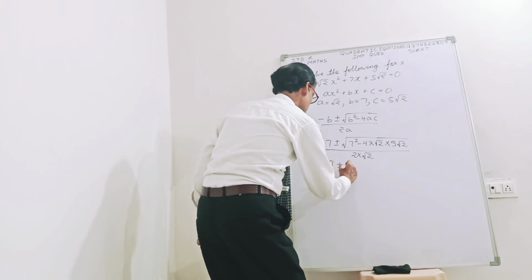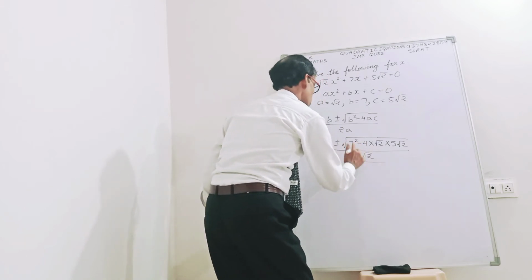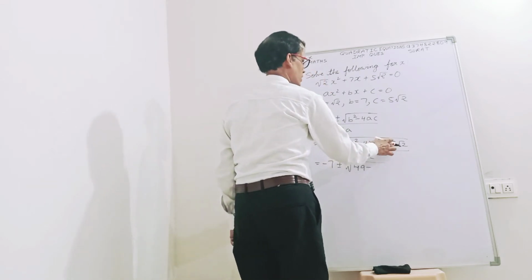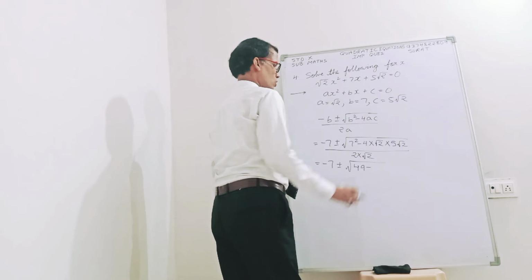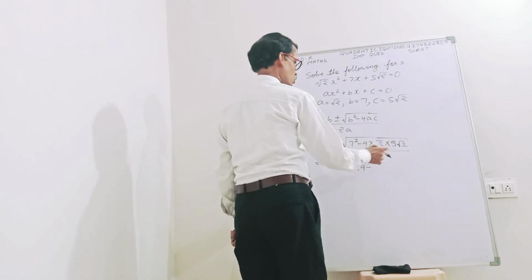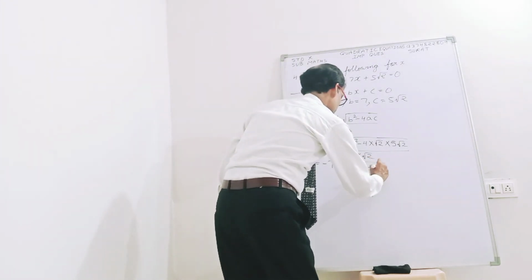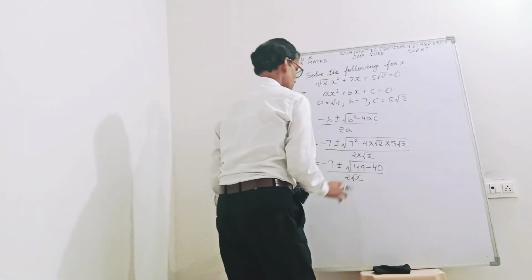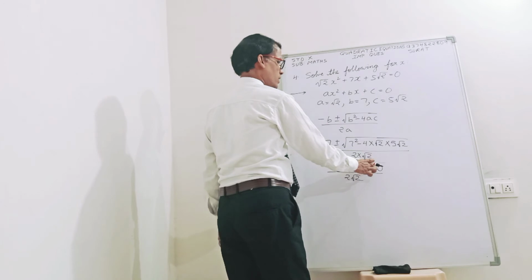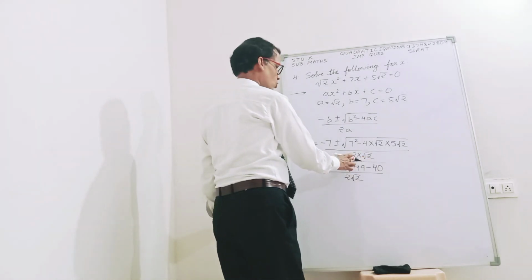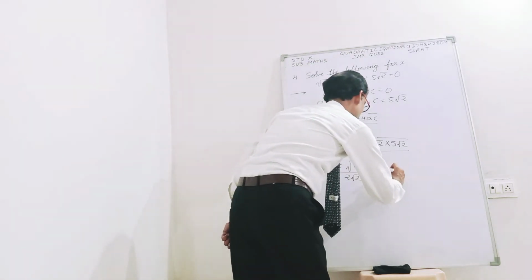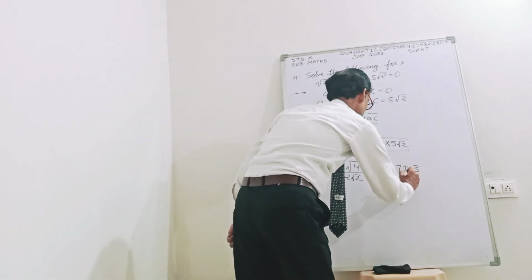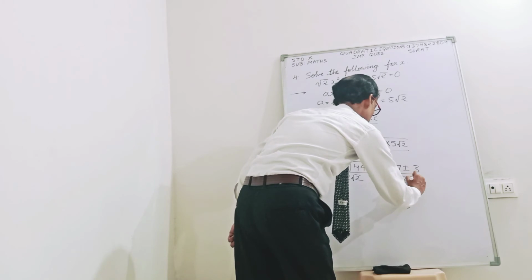Minus 7 plus minus 7 square is 49, minus 4 5s are 20, root 2 into root 2 is 2. So 4 5s are 20, 20 into 2, 40, upon 2 root 2. 49 minus 40, it is 9, and the root of 9 is 3. So we get minus 7 plus minus 3 by 2 root 2.